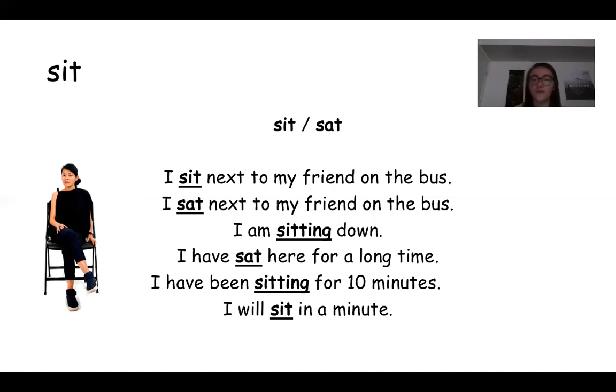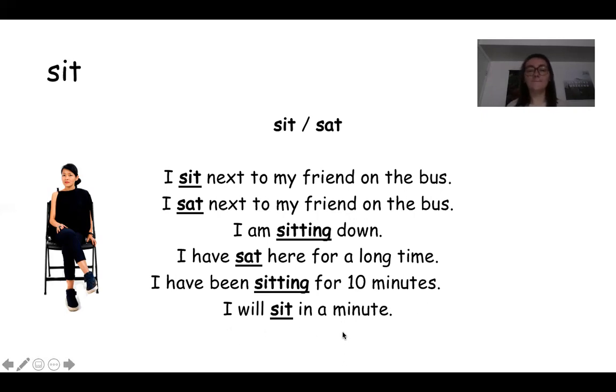One of them that we learned, right? So instead of having a special verb, do is simple, did is past, but then you say done for the special verb. For sat, you just say sat. It stays the same as the simple past. I have sat here for a long time, or I have been sitting here, or been sitting for 10 minutes. Or I will sit in a minute. This one's future tense, right? I will sit in a minute.